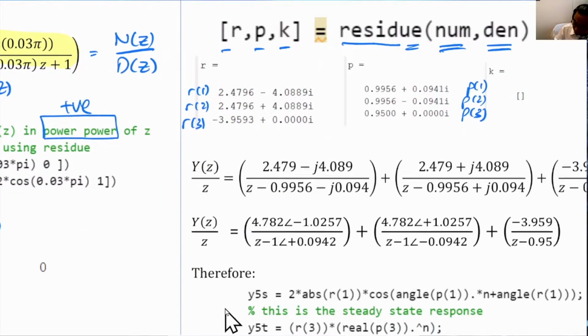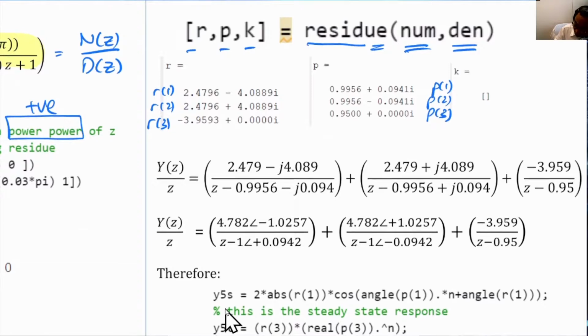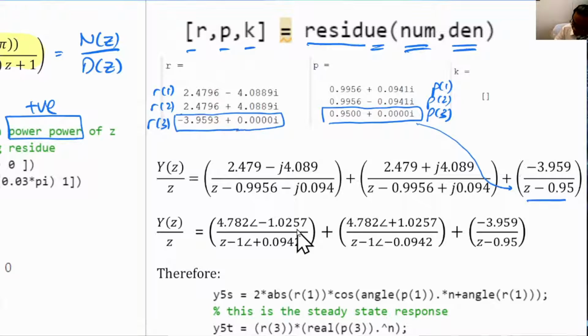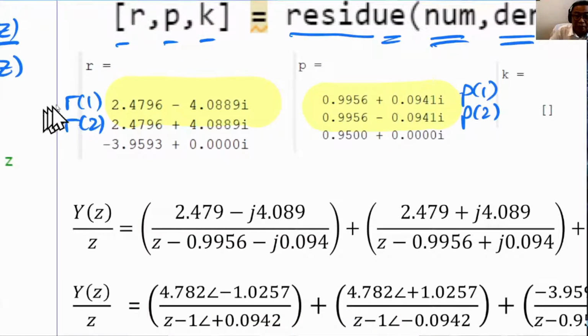You must remember that I'm using positive powers of z, and that is why I'm using residue. Let's do the easiest one first, which is P3, because P3 is not complex conjugate, so it is just a single pole. The pole position is 0.95, so z minus 0.95. The corresponding R3 is minus 3.9593. So we always look at R3 and put it on top, and the P3 with 0 minus whatever this value is.